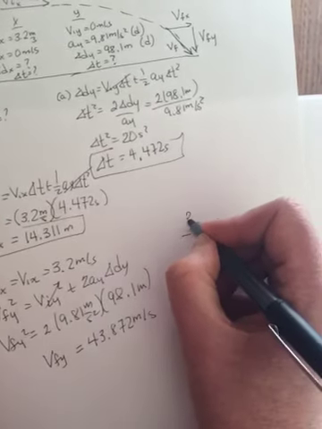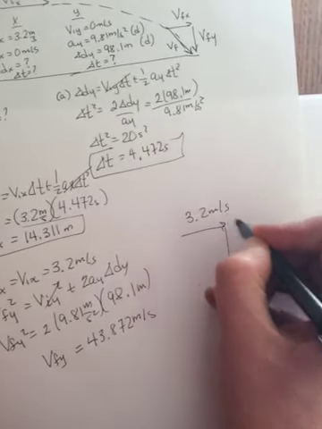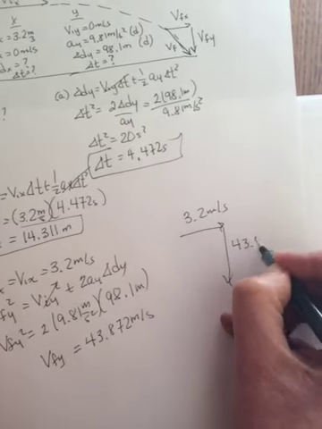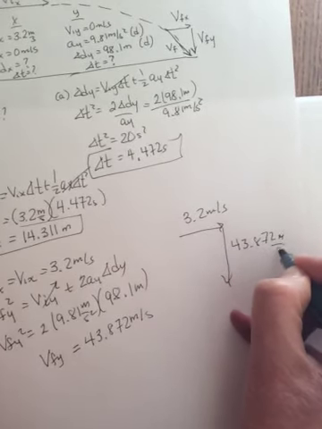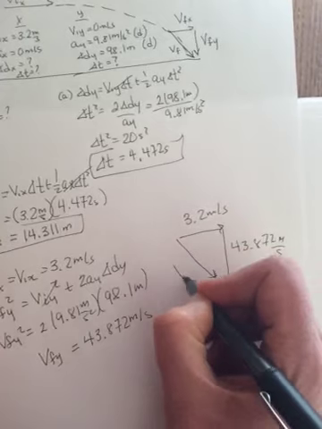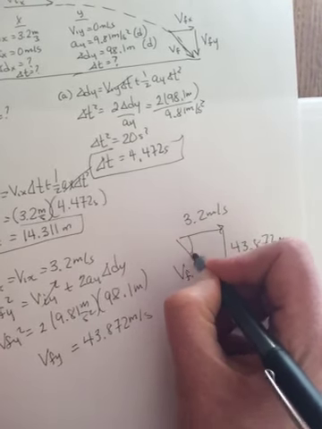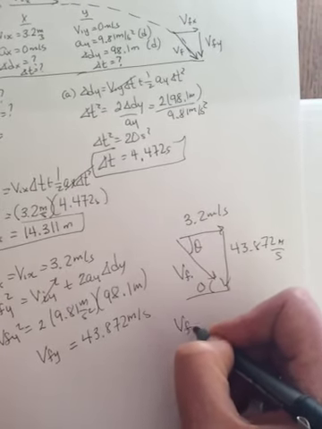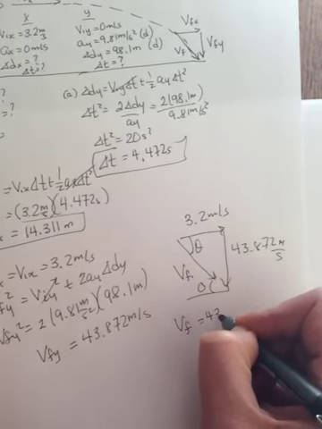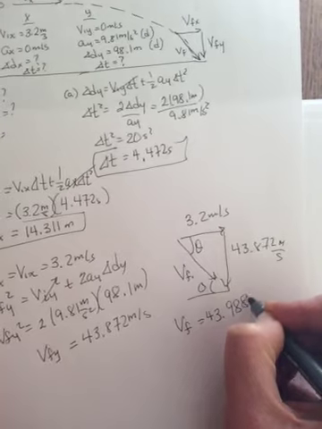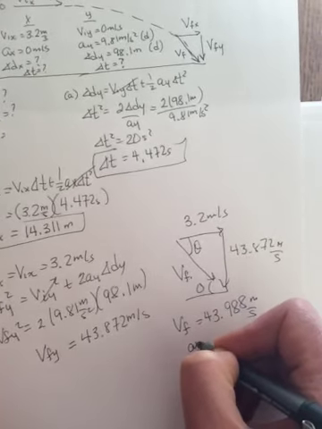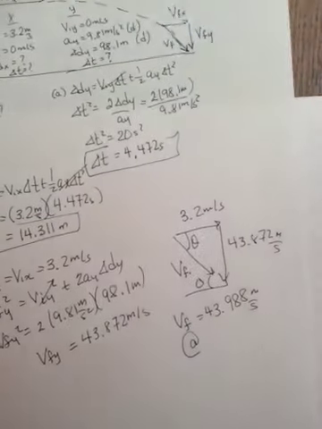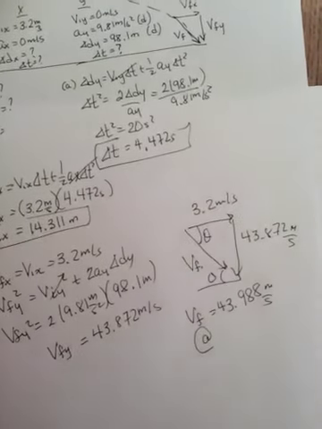So then once you have that, we might run out of time here. So it looks like this. This is 3.2 meters per second. This is 43.872 meters per second. You're going to square them, add them together, take the square root, and find this theta because it's the same as that one. So vf is going to be 43.988 meters per second at an angle of, which I don't have, let me find it before it goes.